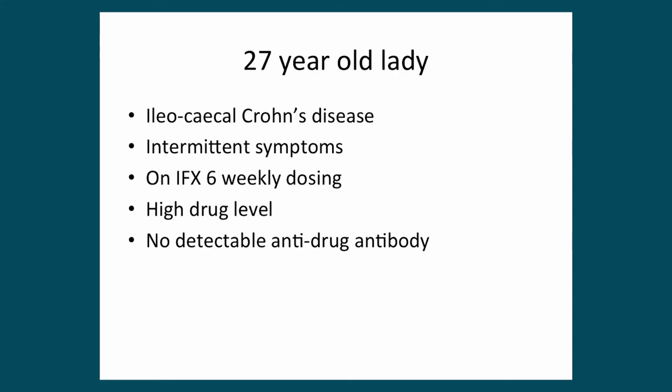What about this one then? A young lady, ileocecal Crohn's disease, and she's been well for years on infliximab. But lately, as her infliximab dose is due, she's starting to become a bit symptomatic. So her interval was empirically reduced to 6 weekly. When her drug and antibody levels were checked, she had a high infliximab level and no antibody. What's going on there? What would you do?